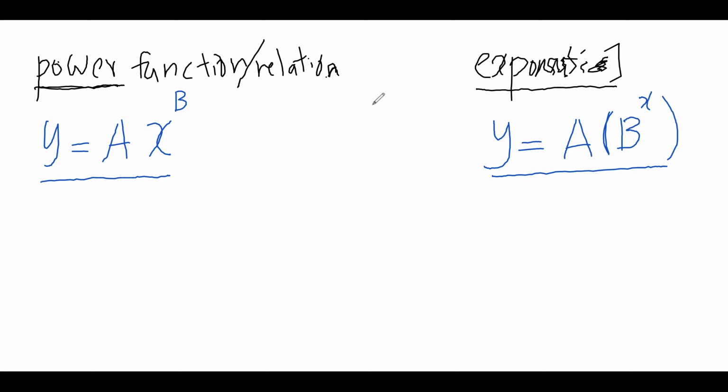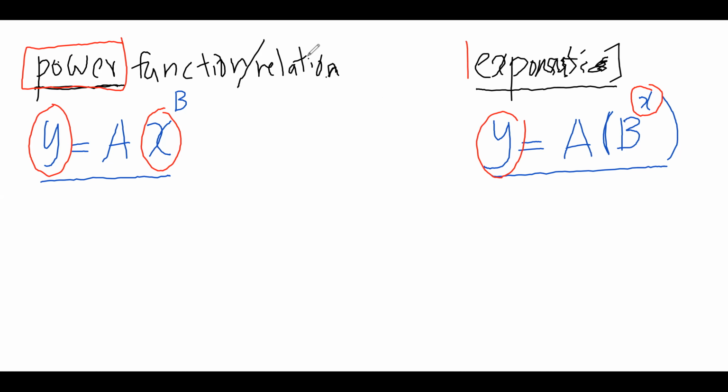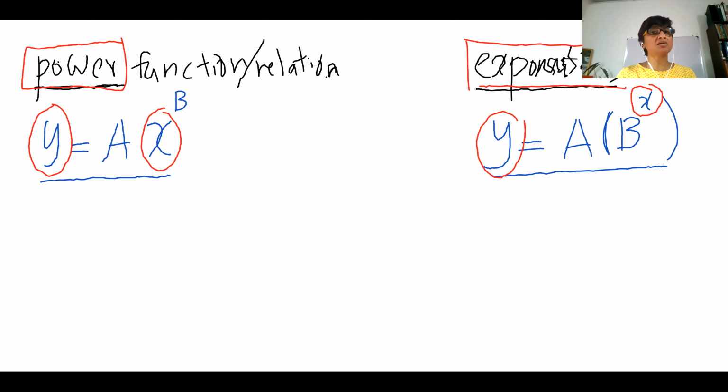Here, the relationship between x and y is a power relationship. Hope that is clear. Here, x is in the base, this is called a power relationship. This is called an exponential relationship. Now, the thing is this: the graphs of these relationships, or graphs of these functions, are curves.